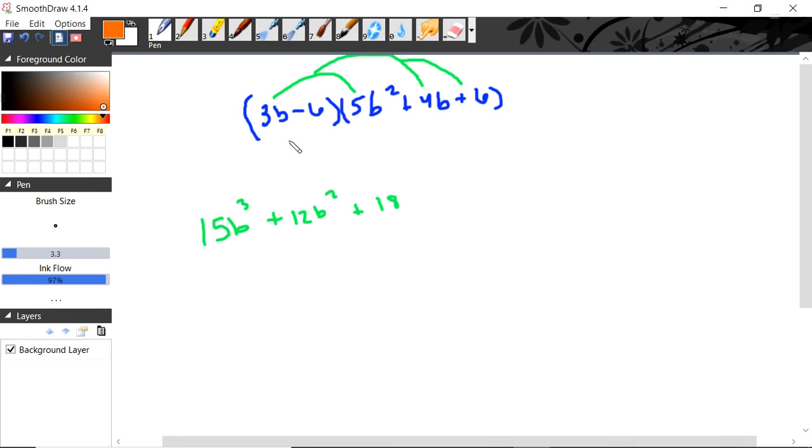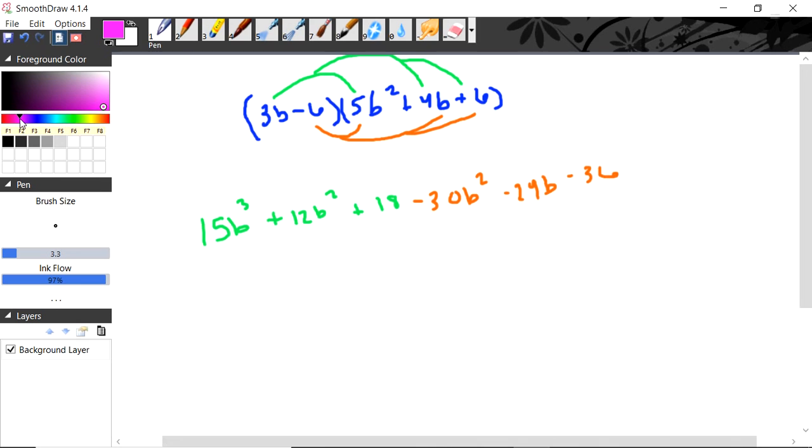Okay, now let's do this one. So negative 6 times 5b squared, negative 6 times 4b, negative 6 times 6. So negative 6 times 5b squared is minus 30b squared. Negative 6 times 4b is negative 24b. Negative 6 times 6 is minus 36.